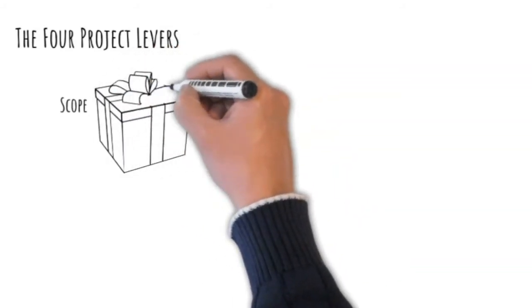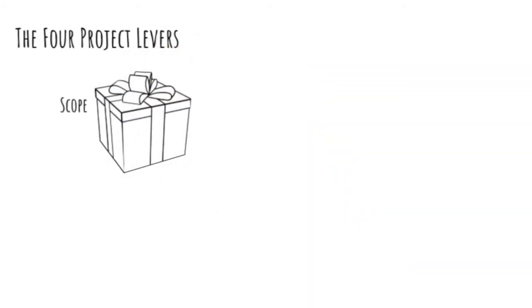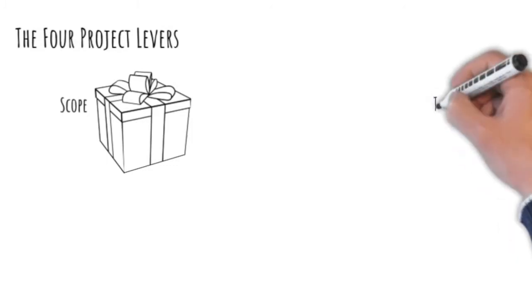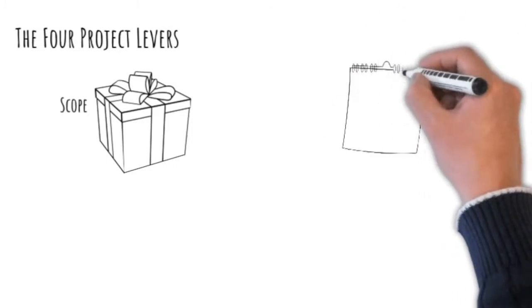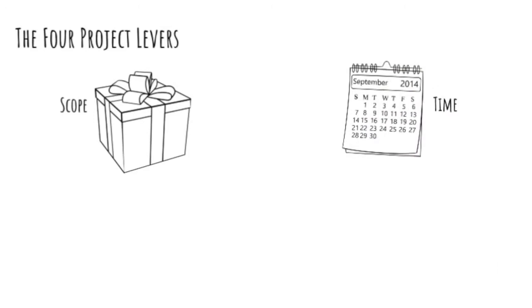When you have pressure to deliver a product to a customer, I've found it helpful to remember that there are only four basic dimensions or levers to work with. The first lever is scope, the amount of functionality that you and your team are expected to deliver. The second lever is time, the time frame in which you're expected to deliver that scope.